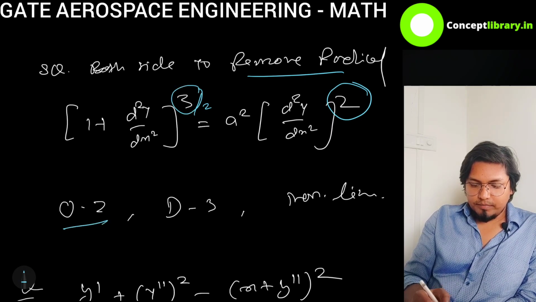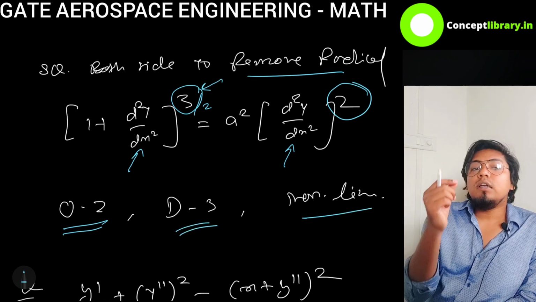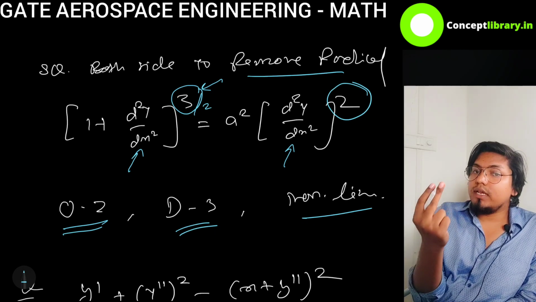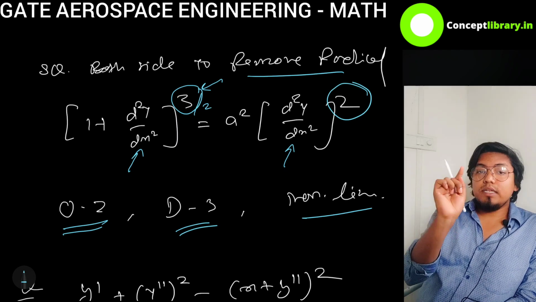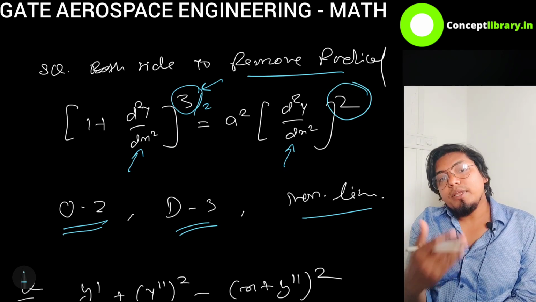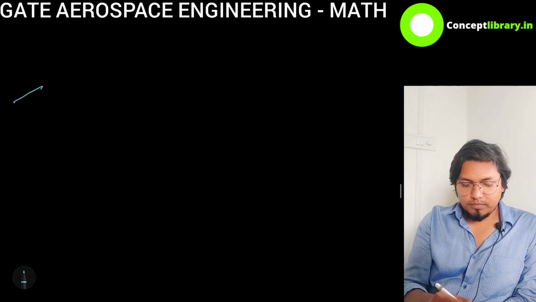So the maximum power here is 2, and the maximum power is also 2 here, means order is 2, but here degree is 3, so degree 3, and it is non-linear, because I said if degree is more than 1, then the equation is non-linear for sure. But if degree is 1, again there can be non-linearity. I will explain that.